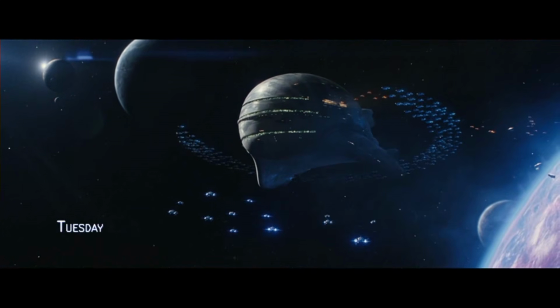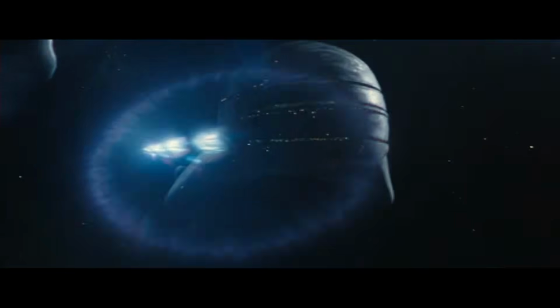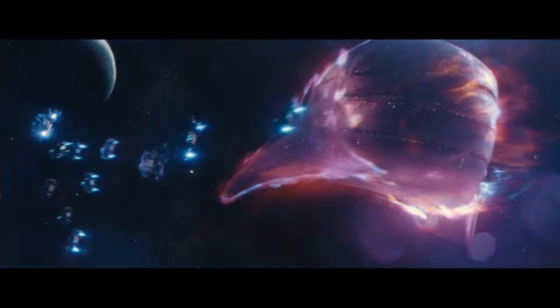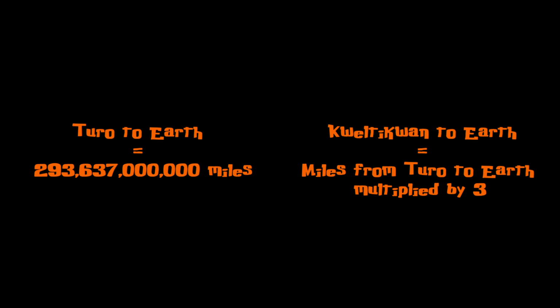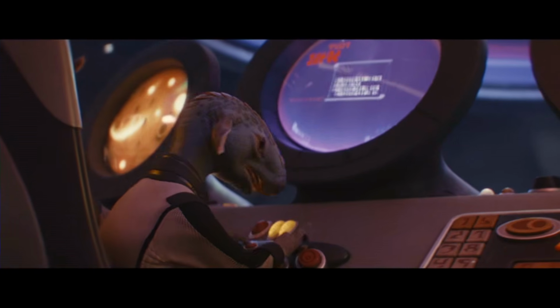In the live-action remake, instead of the Turo system, the trial at the beginning of the film is held in Jumba's home galaxy, the Kweltikwan galaxy. From here, Stitch launches into hyperspace and travels to Earth in 12 hours. That's triple the amount of time it takes to travel from Turo to Earth in hyperspace. In 12 hours, we project he will collide with a planet called Earth.